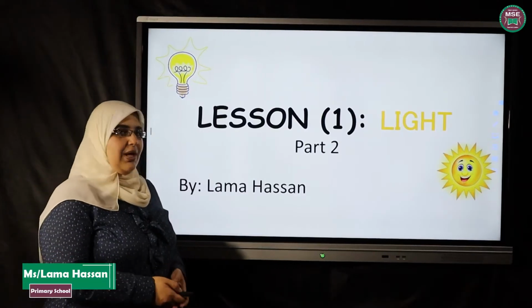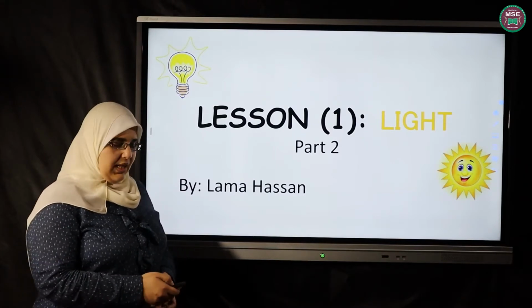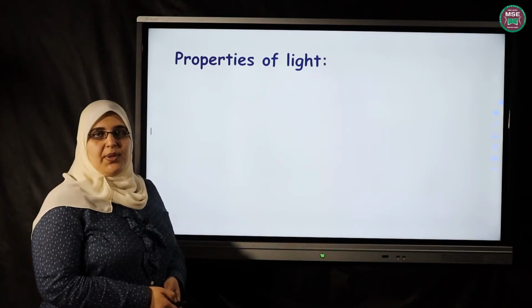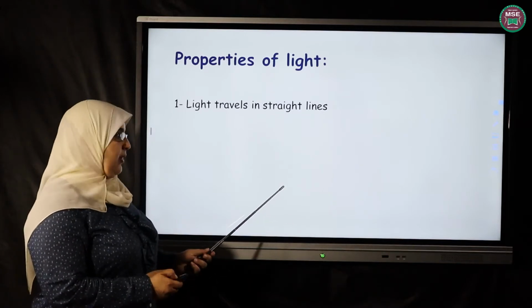Okay, now let's talk about the second part of our lesson. Let's complete talking about the properties of the light. Let's remember together the properties of the light. There are 5 properties of the light. The first one, light travels in a straight line.